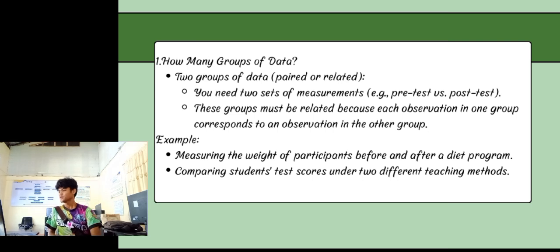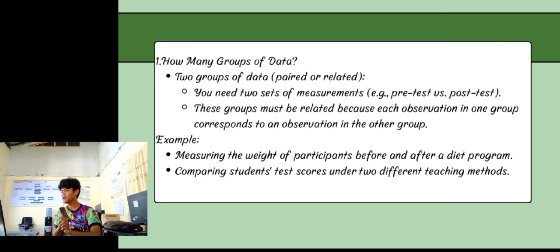You need 2 sets of measurements, for example pre-test versus post-test. These groups must be related because each observation in one group corresponds to one observation in the other group. For example, measuring the weight of participants before and after a diet program, or comparing students' test scores under 2 different teaching methods. So this example measures the weight of participants before they went on the diet.